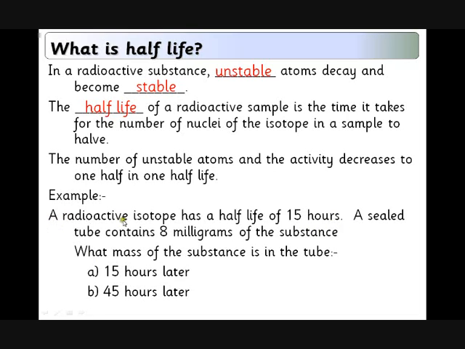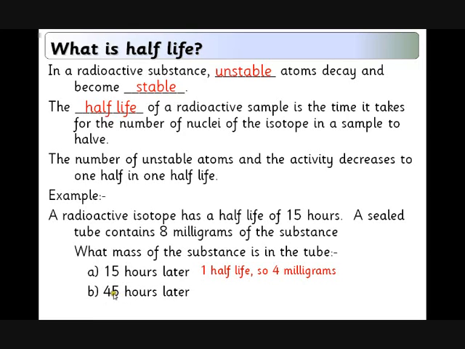If we imagine the example, a radioactive isotope has a half-life of 15 hours. A sealed tube contains 8 milligrams of the substance. What mass of the substance is in the tube 15 hours later? So we're told that the half-life is 15 hours. So 15 hours is one half-life. So we've got to halve the amount left. So the amount left is going to be half of 8. So it'll be 4 milligrams.